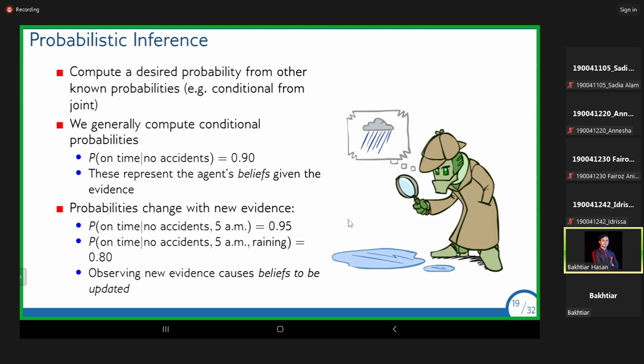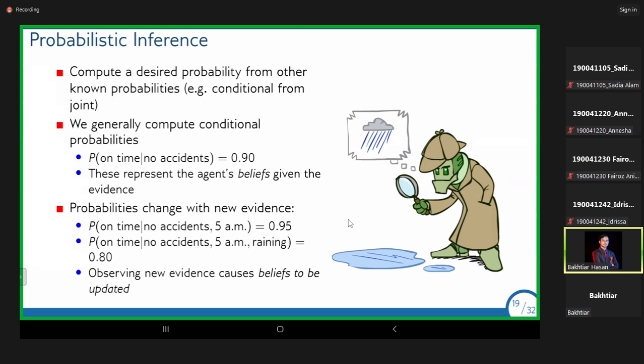For example, we might be curious about, in our model, when we are driving to IoT, how likely is it that we will reach on time given there are no accidents? Maybe we can do some computation over the joint distribution to find that it's 90%. That will represent the agent's belief given the evidence. So the rational agent will have beliefs that correspond to conditional probabilities. That means we consider the conditional probability over the variables that I'm interested in given the evidence. And as we get new evidence, our beliefs can change.